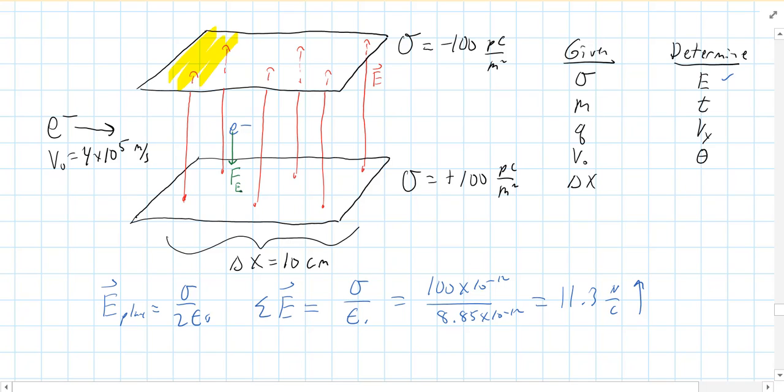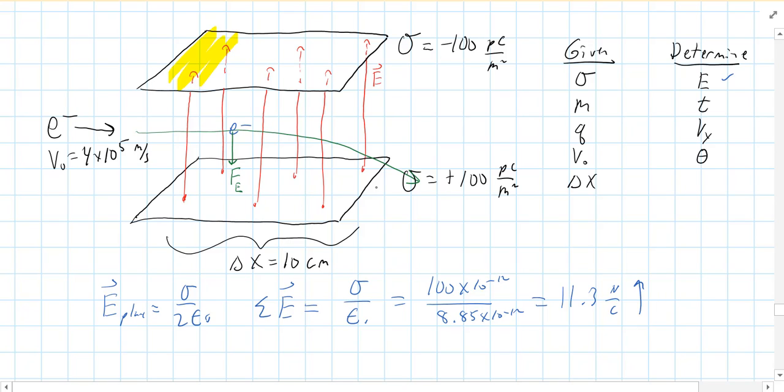Now, here's the good news. That downward force does not affect his horizontal motion in the least. This is very much like projectile motion. By the way, his path will be parabolic as he goes between those plates.